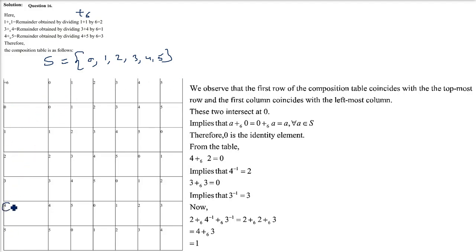So let us take an example. 4 plus 6 5, that is, 4 and 5 you have to add. So 4 plus 5 is 9. Then you divide it by 6 and find out the remainder. So 6 ones are 6, 3 is the remainder. This is 3. And the first row and second row are exactly similar, first column and second column are exactly similar. That means 0 is your identity element.